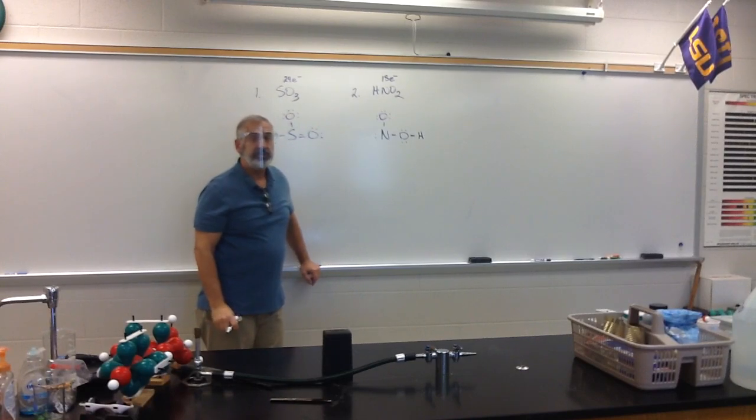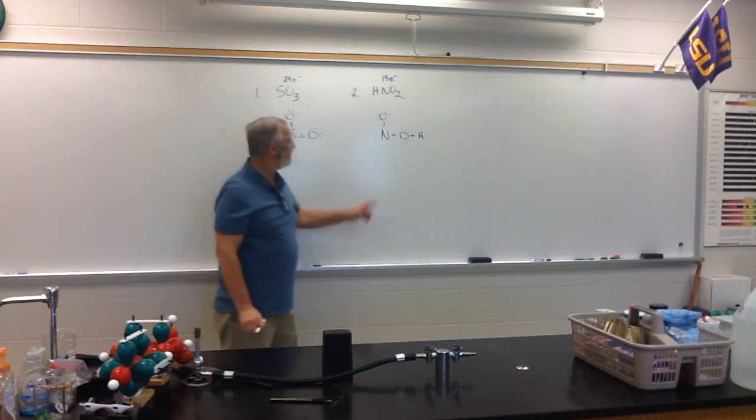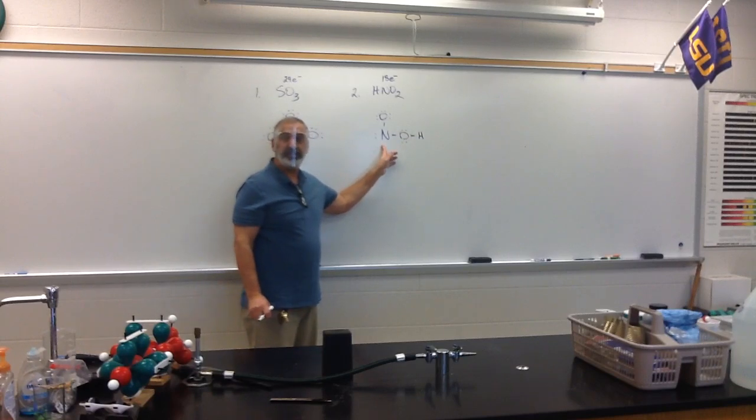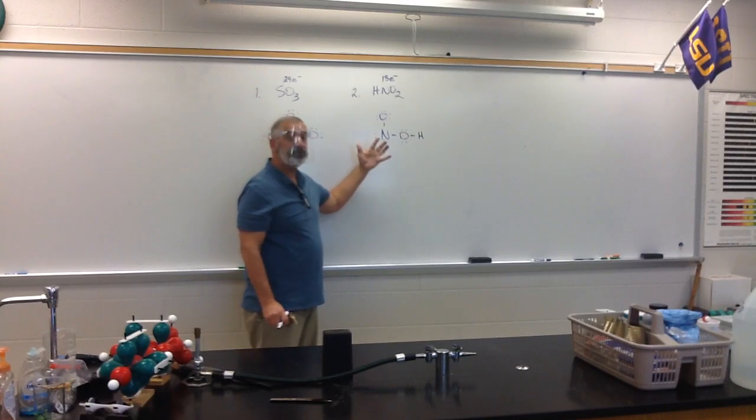Okay? Are we done? No. Zoe, what's the problem? Not enough electrons on nitrogen. So what do we do? Double bond. Now we steal from the rich.